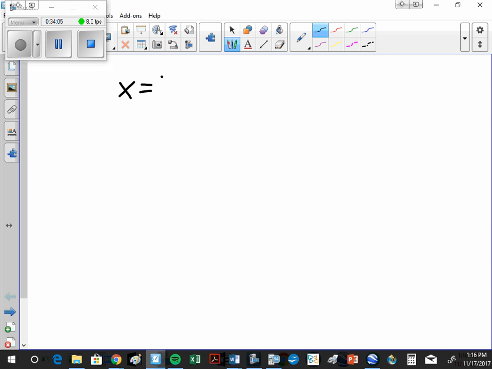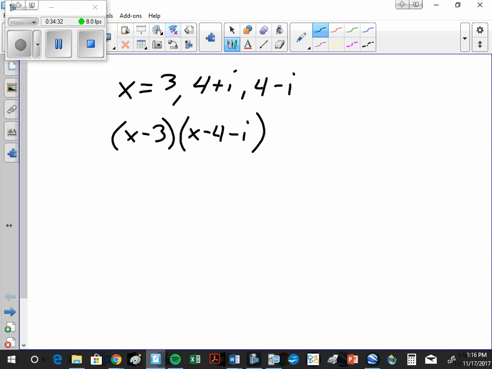All right? Well, look at 23. x equals 3 and 4 plus i. What else must happen? The other one is going to be 4 minus i. So x minus 3 times what? x minus 4 minus i, that's this one. And the other one will be x minus 4 plus i. How do you multiply these 3 together? Do these first. Okay? And when you do, you're going to get this.